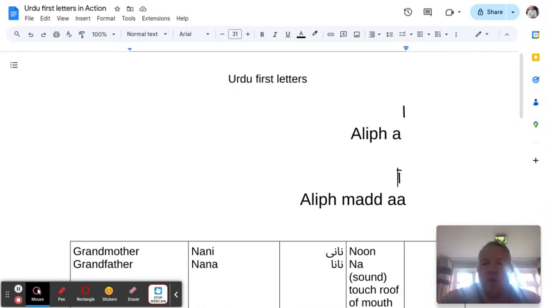So the first one you get is just a straight line down. It's called alif, and this makes an R sound. You then have alif mud, which is the mud is the line above it. Always do it from right to left. And that's an R sound. So I've said it in other videos. The short R is like the A in father. And the long R, alif mud, is like the A in apple.